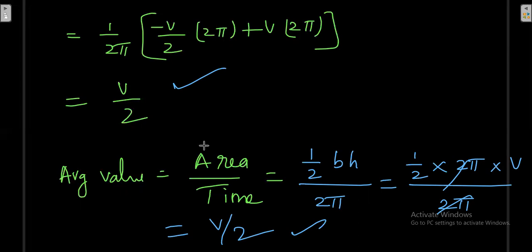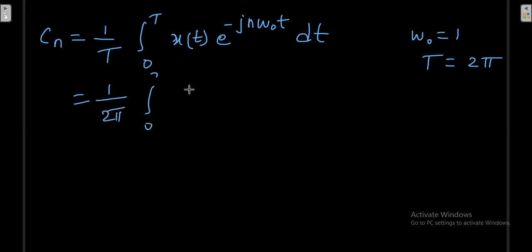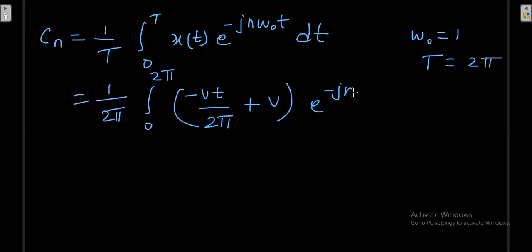Now again, what is the coefficient Cn? How to calculate the coefficient Cn? Cn is equal to 1 by T, integral 0 to T, x of t e power minus jn omega naught t dt. Again, we know that omega naught is equal to 1, whereas T is equal to 2 pi. So 1 by 2 pi, 0 to 2 pi. What is x of t? Minus vt divided by 2 pi plus v, e power minus jnt, since omega naught value is 1, into dt.